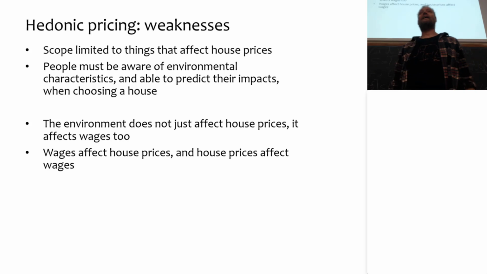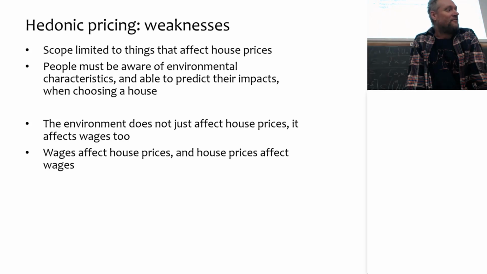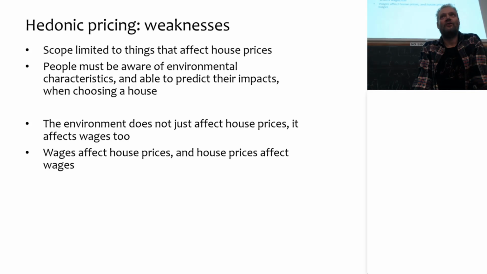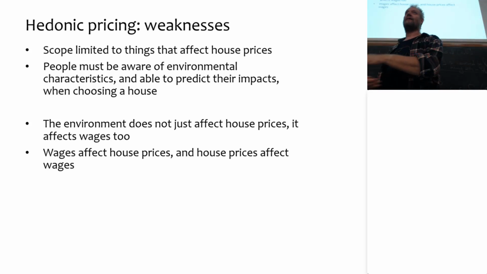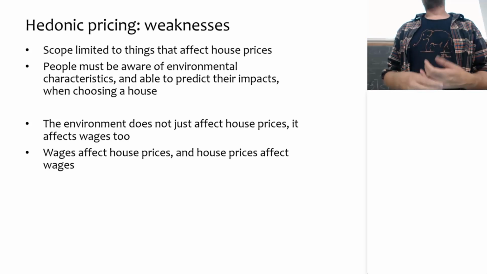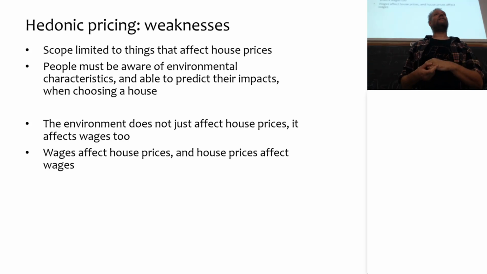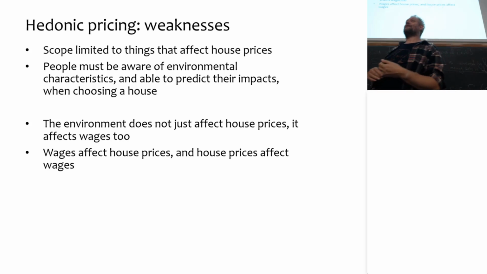The other complication, and that's a particularly serious one, is that environmental characteristics do not just affect house prices, they also affect wages. So I talked about hedonic price regressions, but there's also hedonic wage regressions. And what you would see in the market is that people who are sent out to work or who accept a job in a nice environment are prepared to accept a lower salary than people who work in a harsh environment.